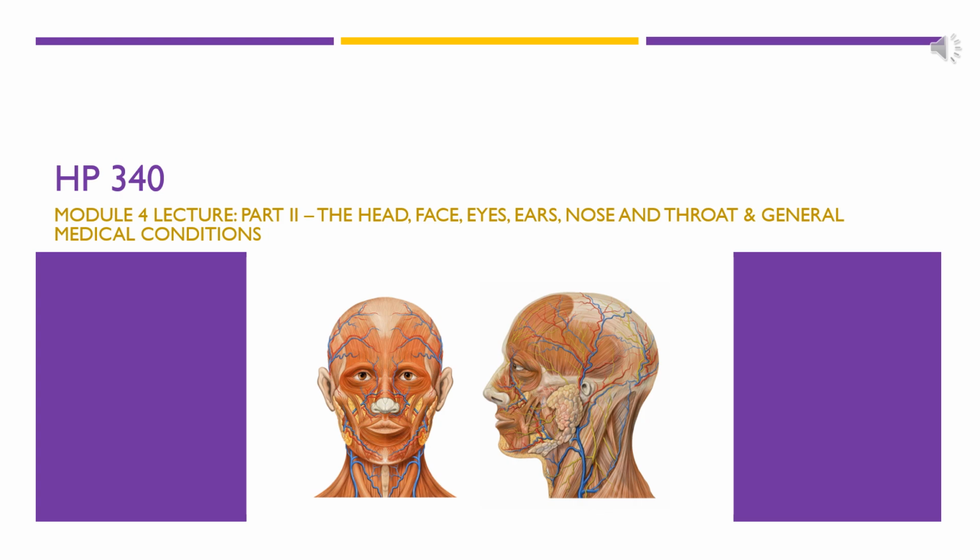Of this week's module lectures, we will be discussing injuries to the head, face, eyes, ears, nose, and throat, as well as discussing several general medical conditions that are quite common among athletes. Just a warning, there are some slides in this presentation that are kind of graphic, so if you can't handle looking at those images, please just skip ahead and then just make sure that you're reading the chapters in the book on how to handle different situations.